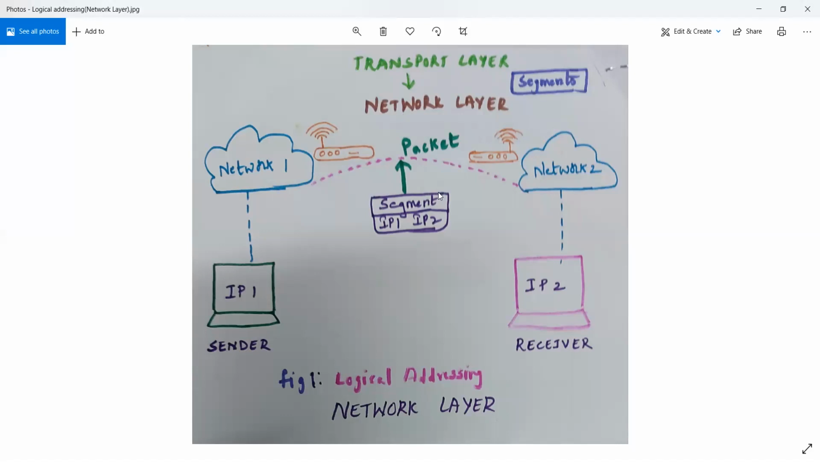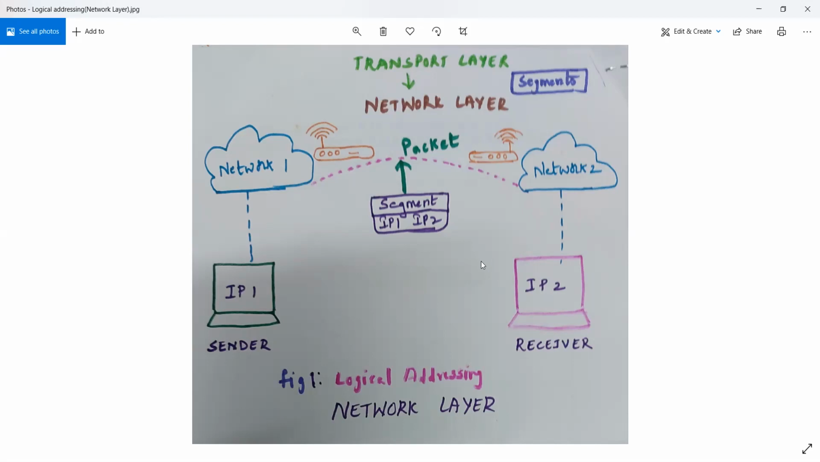So if the IP address of the sender, IP1, and the address of the receiver, IP2, are attached to this segment, then this whole thing forms a packet. The data segment along with the IP addresses of the sender and receiver is called a packet. So in the network layer, the data is in the form of packets, and the process of assigning IP addresses of the sender and receiver to the segment is known as logical addressing.